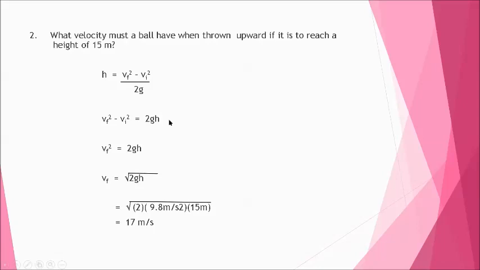Now, for the downward, wala problema. Positive yung G, and then yung initial velocity mo is 0. So, this one proves that the initial and final velocity are equal. With that, we can now solve for the final velocity. It is the final velocity that is being asked. What velocity must a ball have when thrown upward? Equal lang yan, di ba? Kung yung initial yan, the same. So, solving for that, we get 17 meters per second.